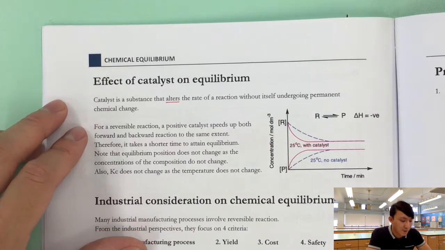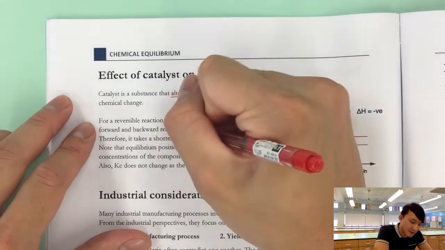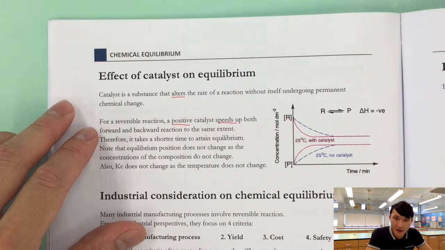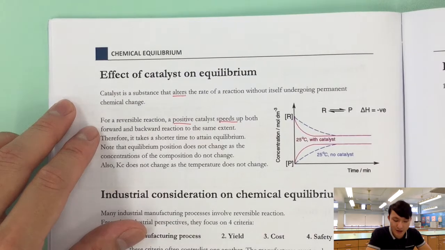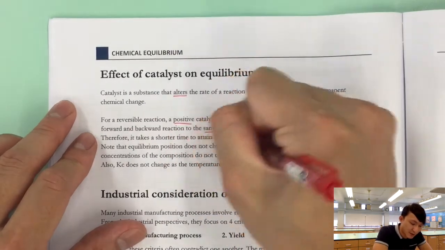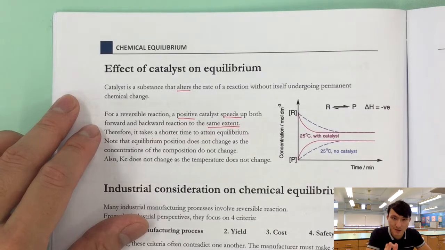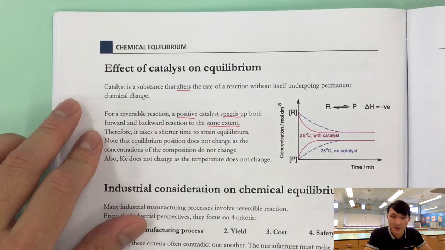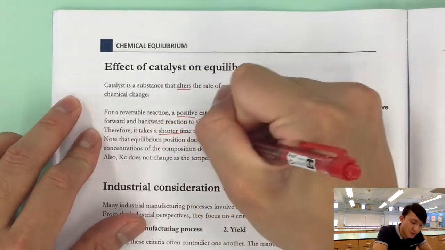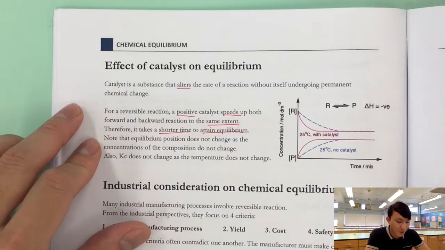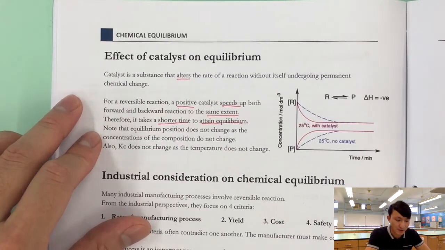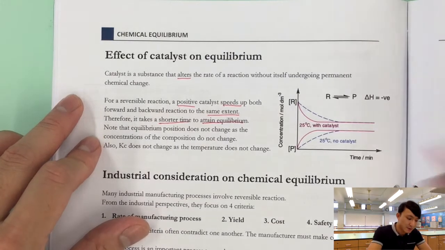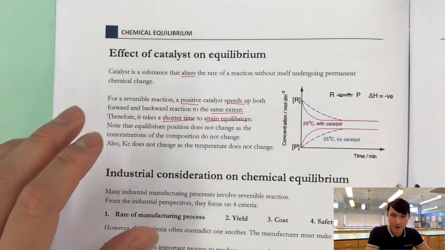Okay? Now, for a reversible reaction, a positive catalyst speeds up, right? And it does not only speed up the forward reaction, but it also speeds up the backward reaction. And most importantly, it speeds up both reactions to the same extent. Therefore, the only change to the equilibrium is that it takes a shorter time to attain equilibrium. For equilibrium position, it does not change because the concentration of the composition doesn't change and there's no temperature change. Kc also doesn't change because the temperature remains constant.